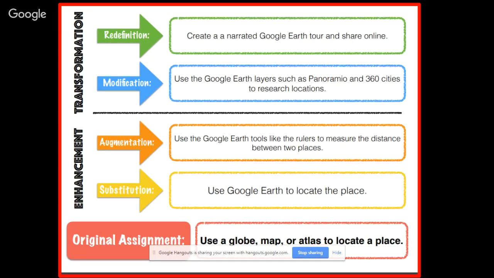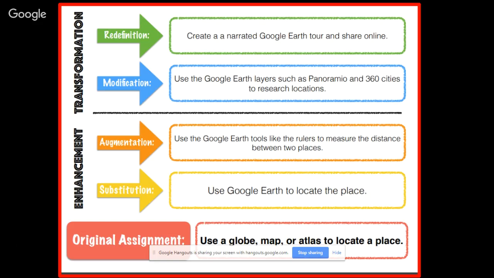Another example of a lesson would be instead of using an atlas, you use a map. I'm just going to go over the bottom. The bottom one is substitution. You use Google Earth to locate the city. And as I mentioned before, we want to get up to the transformation. So when you get up to redefinition, they narrate a Google Earth tour and share it online. That was something that was inconceivable previously with technology.